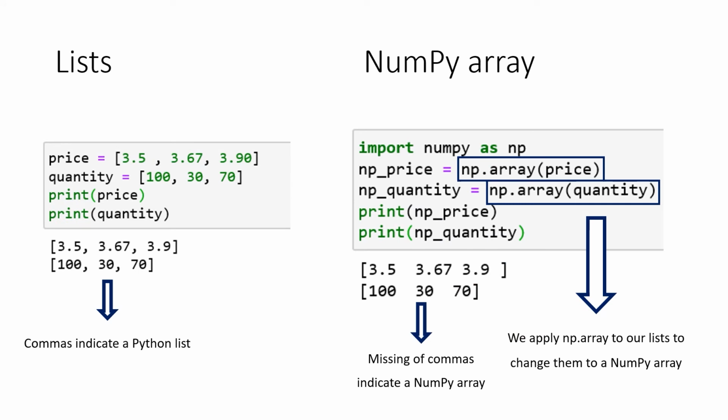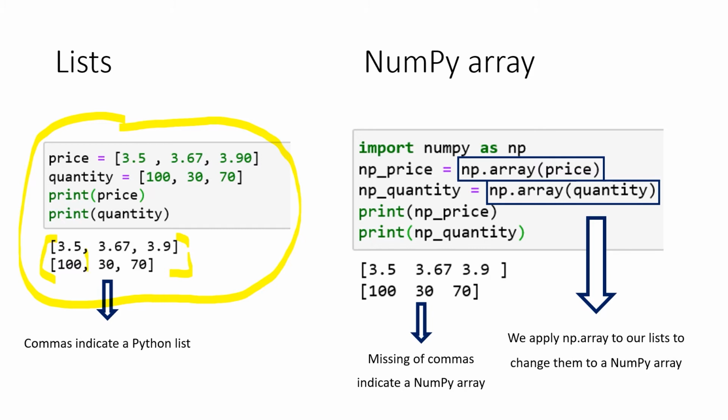Now let's have a side-by-side comparison of lists and Numpy arrays. The left-hand side is already quite familiar to you. If we print out both lists, we can see that the beginning and end are defined by square brackets and the commas are the separators of each element. Now we import numpy as np in our first line, and then we create two new variables, np_price and np_quantity, and store our Numpy arrays inside of them. We can create a Numpy array by calling our np.array function on our previous lists.